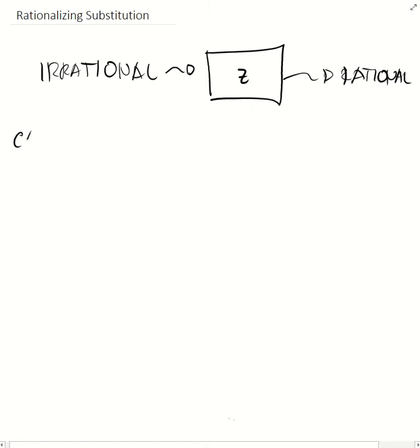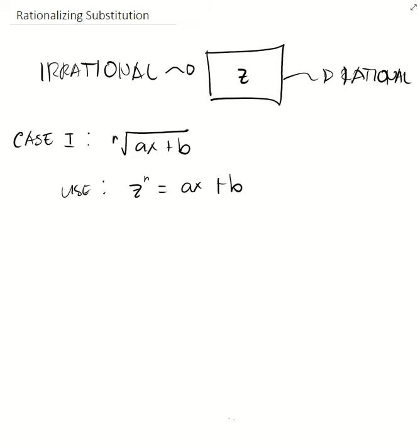So the first case: if the integrand contains the nth root of a polynomial ax plus b, where a and b are constants and the root n is also a constant, then we use the substitution z raised to n equal to ax plus b. We just replace ax plus b with z raised to n.